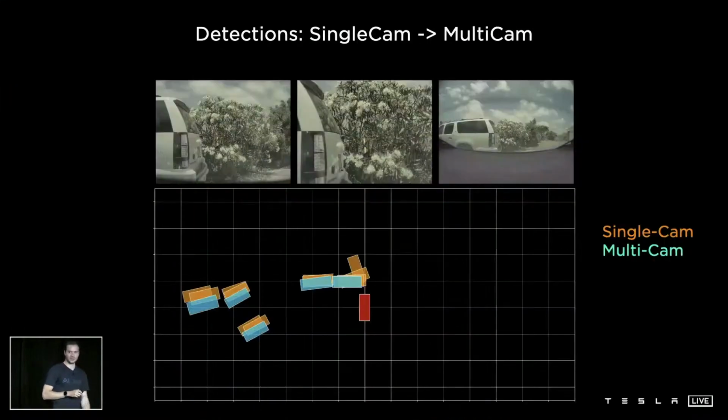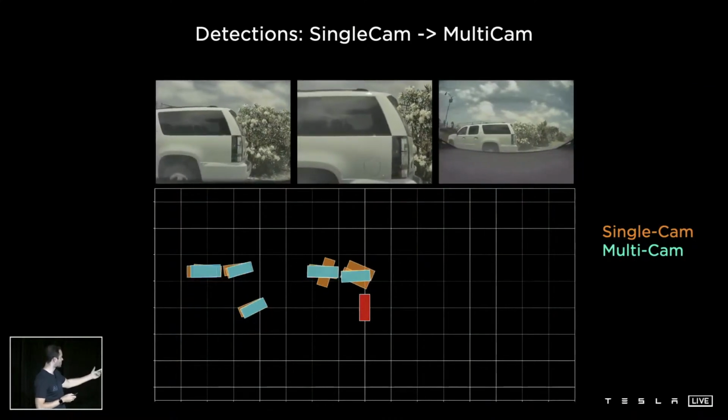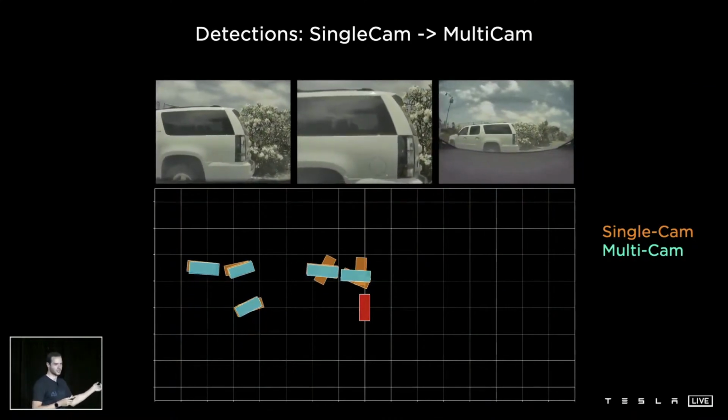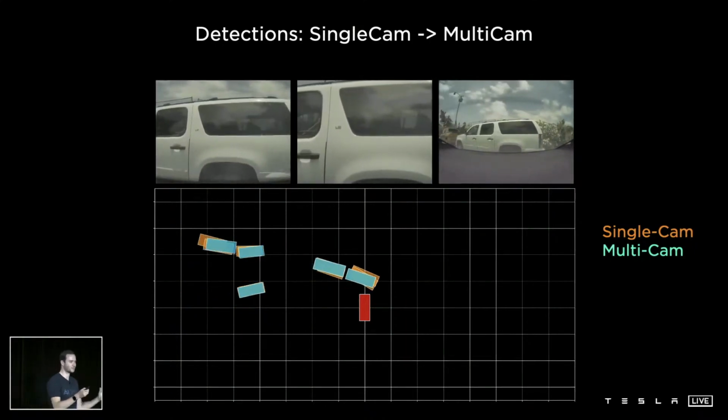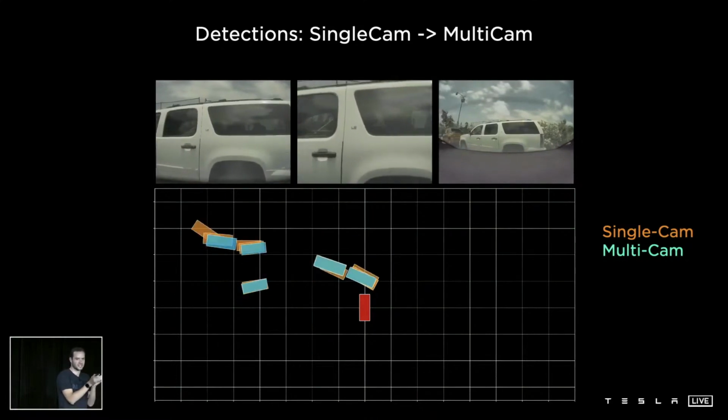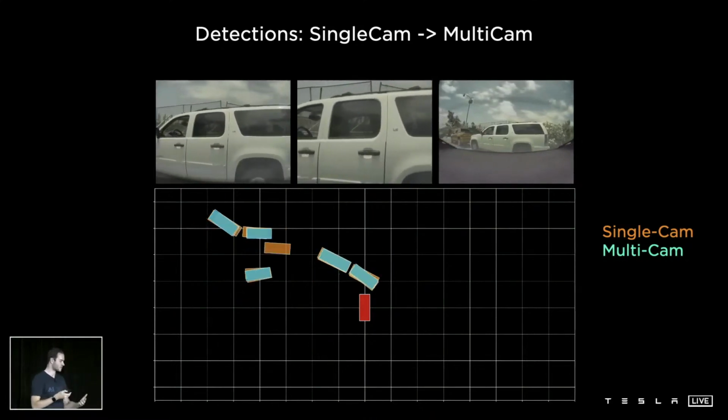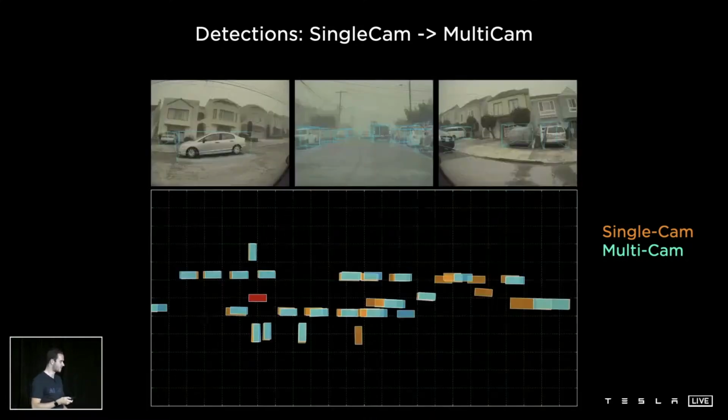This also improved a lot of our object detection. For example, here in this video, I'm showing single camera predictions in orange and multi-camera predictions in blue. Basically, you can't predict these cars if you are only seeing a tiny sliver of a car. So your detections are not going to be very good, and their positions are not going to be good. But a multi-camera network does not have an issue.